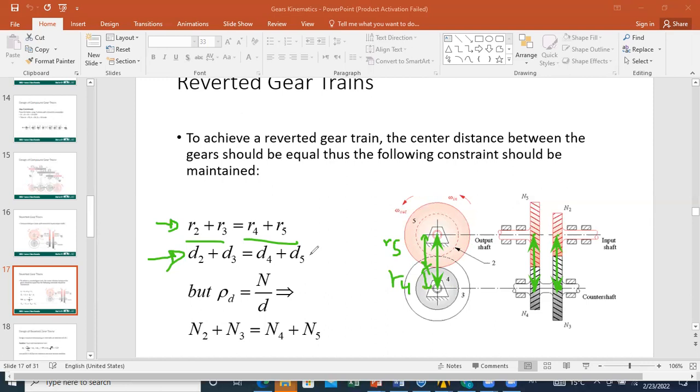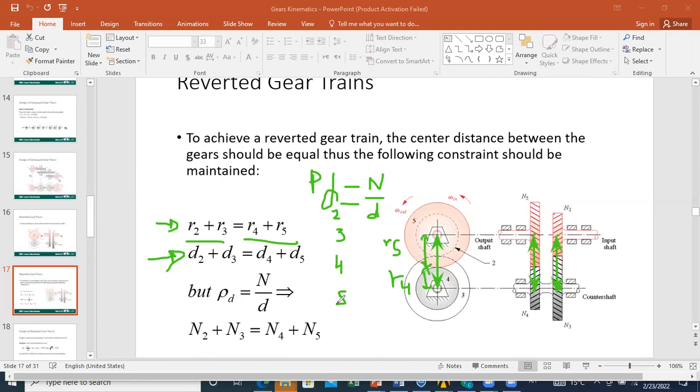Now, all gears constituting this gear train will be characterized by the same diametral pitch. Okay, and we already defined the diametral pitch as N over D. So already, of course, you know that for two gears in mesh, they should have the same diametral pitch. And here, because we are using all gears in the same assembly, we will also use the same diametral pitch for all. So you can say that the diametral pitch of 2 is equal to that of 3, equal to that of 4 and 5.